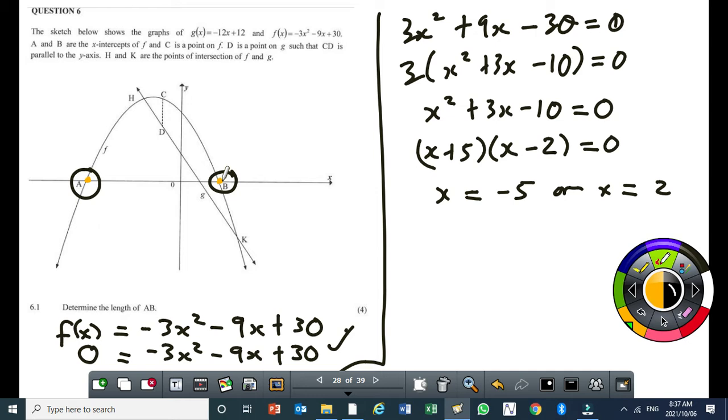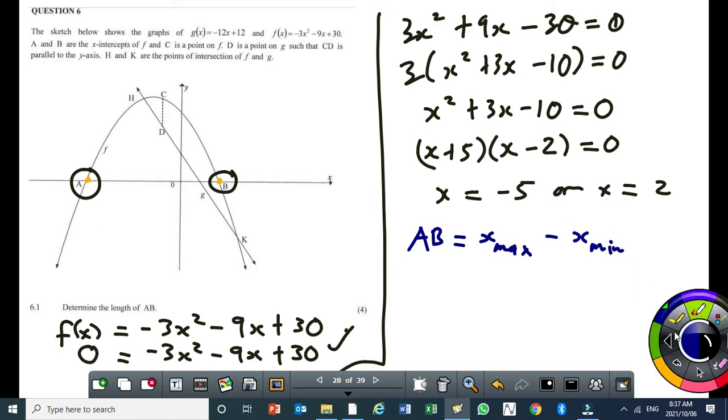Since we want to find a horizontal distance, you use the formula that I gave you yesterday. AB is equal to x maximum minus x minimum. You will never make a mistake if you use this formula. Your x maximum, you know here, it's the 2. Minus, this is the minus of the formula. Don't confuse it with this minus. Then you put the minimum in brackets.